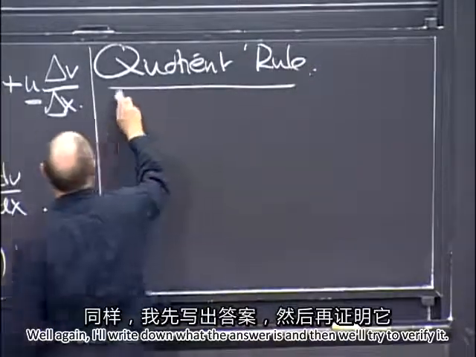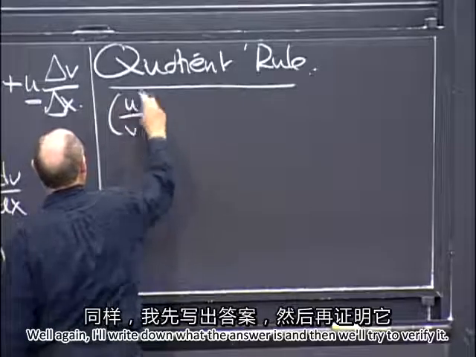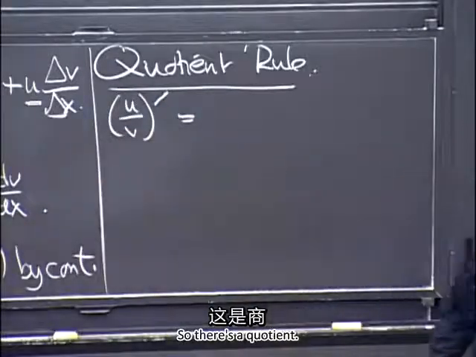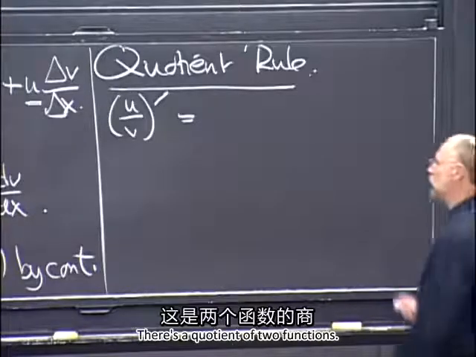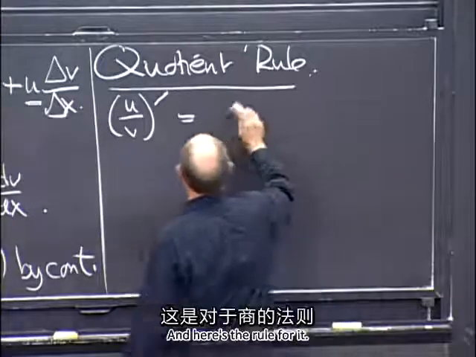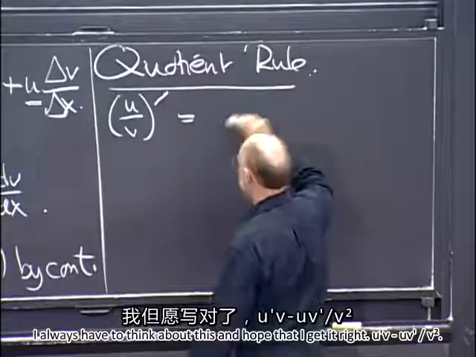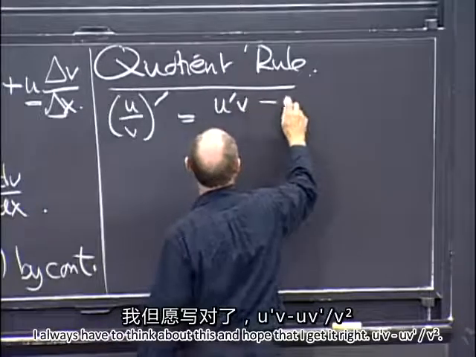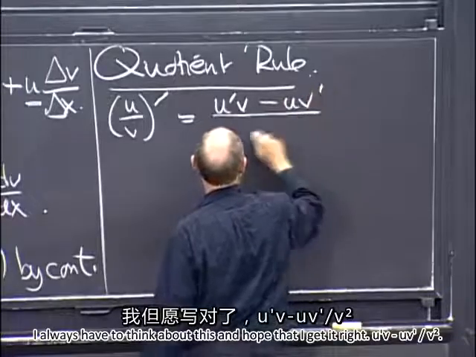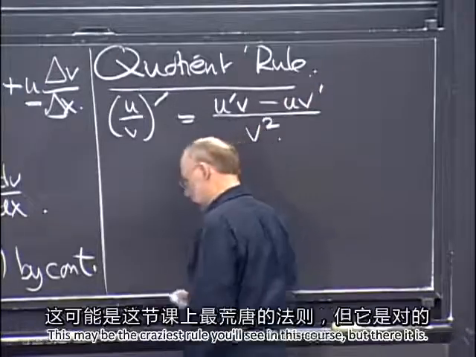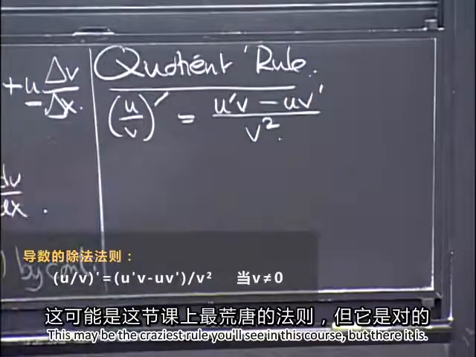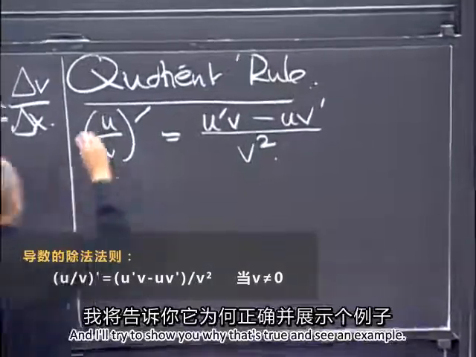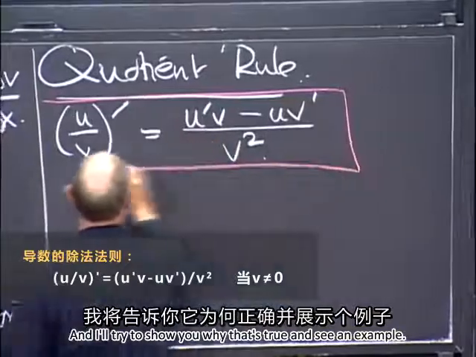Well, again, I'll write down what the answer is, and then we'll try to verify it. So there's a quotient. Let me write this down. There's a quotient of two functions. And here's the rule for it, so I always have to think about this and hope that I get it right. u prime v minus u v prime divided by v squared. This may be the craziest rule you'll see in this course, but there it is. And I'll try to show you why it's true and see an example.